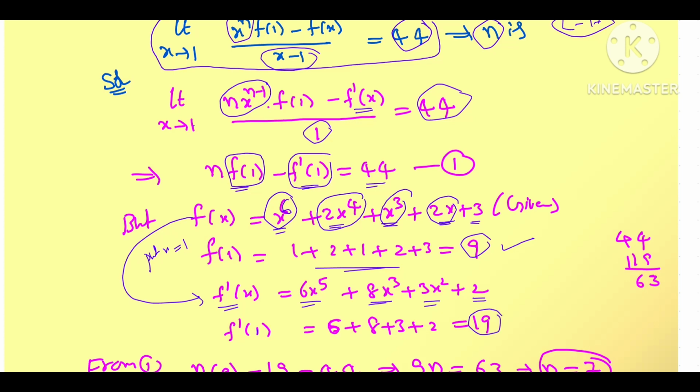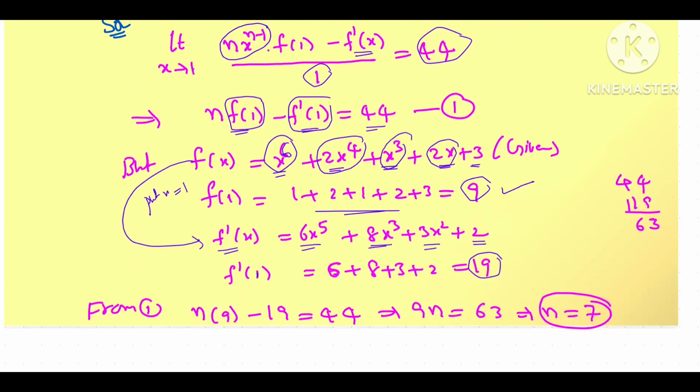So these two values, f dash 1 and f of 1, substitute in equation 1. So n times f of 1 value 9 minus f dash 1 value, we have got 19, is equal to 44. So 9 is sent to the other side. 9n is equal to 63 and we get n as 7.